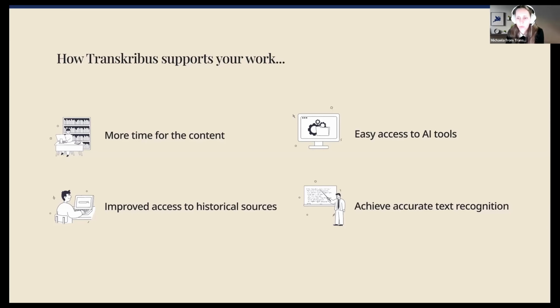And also what we believe in general is that advanced AI tools should be accessible to everyone. So not just specialists, but also everyone else to use. And of course, the accuracy is the heart. One of the hearts of our work and your work, and Transkribus helps you achieve highly accurate recognition with complex and mixed material as well.